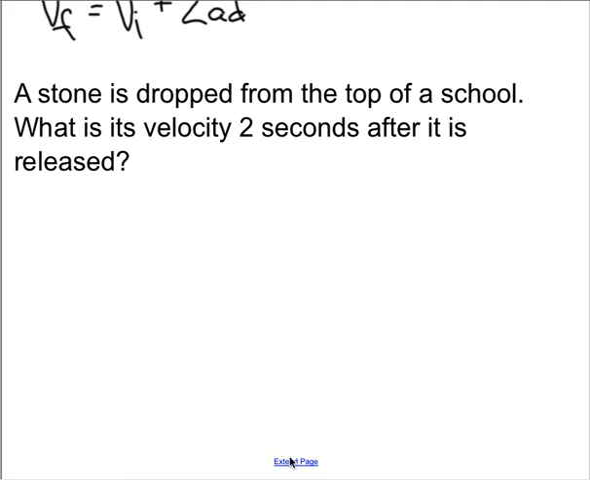But we know a few things, okay? More than just time is 2 seconds. It's dropped from the top of the school. So the moment that it's dropped, what's its initial velocity? As soon as you open your hand, it starts to fall. But that initial minuscule second where you let go, it wasn't moving. That's an important thing to remember. It's not saying you threw it. It's just saying you let go of it. So for the instant that your hand finally let go of it, it was moving 0 meters per second.